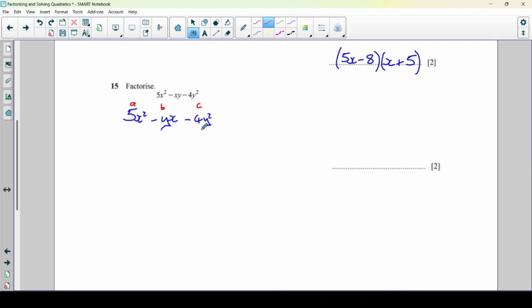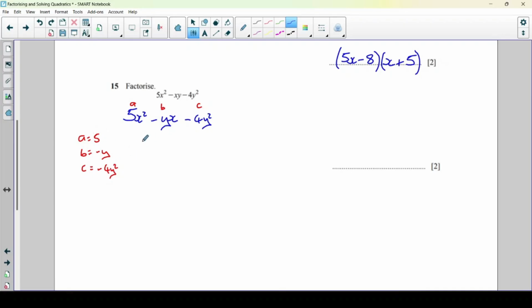And I'm going to factorise this using the AC method, using these three things, using A as being 5, B as being minus y, and C as being minus 4y squared. Have a go and see, pause the video now and see if you can do it without any help, and see if you can manage to do that.